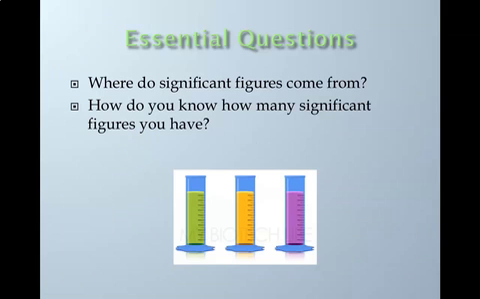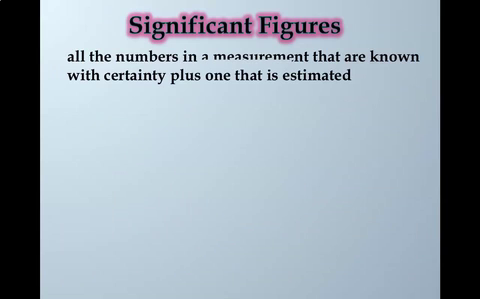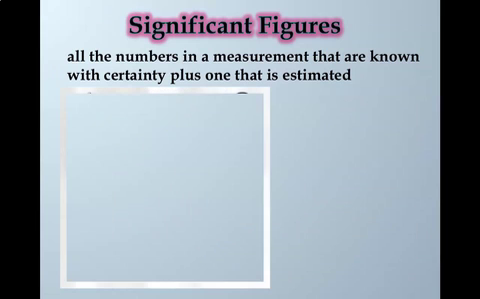Our essential questions are: where do significant figures come from, and how do you know how many significant figures you have? Okay, so significant figures. These are all the numbers in a measurement that are known with certainty plus one that is estimated, and this comes from measurement.